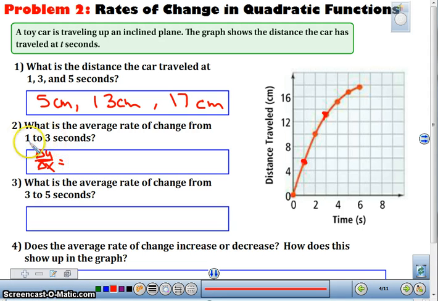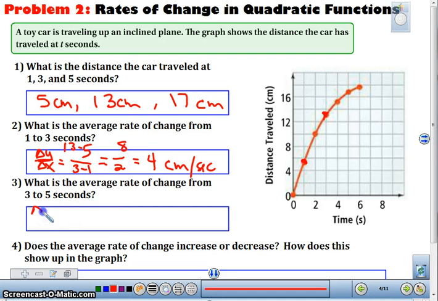Our change in x from 3 to 1, 3 minus 1, is going to be 2. What is our change in y? Well, we had 13 minus 5. So 13 minus 5 gives us 8. 8 over 2 gives us a rate of change of 4 centimeters per second. But that's just from 1 to 3 seconds. What is it from 3 to 5?